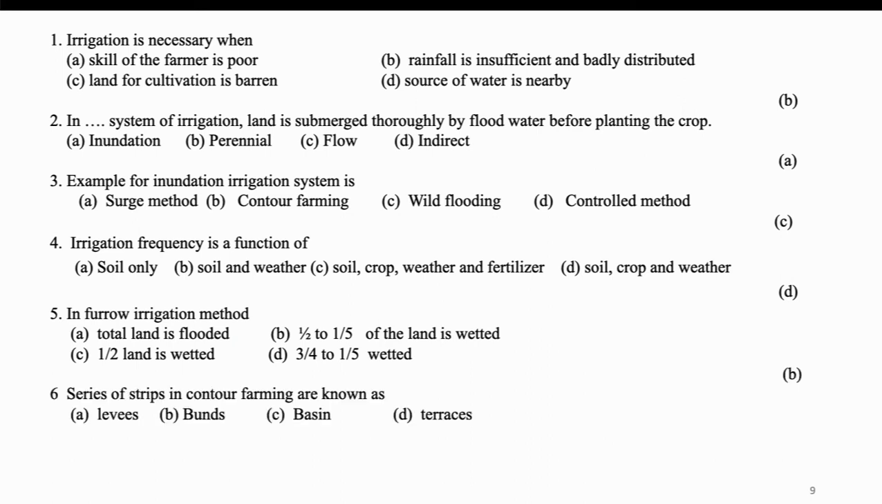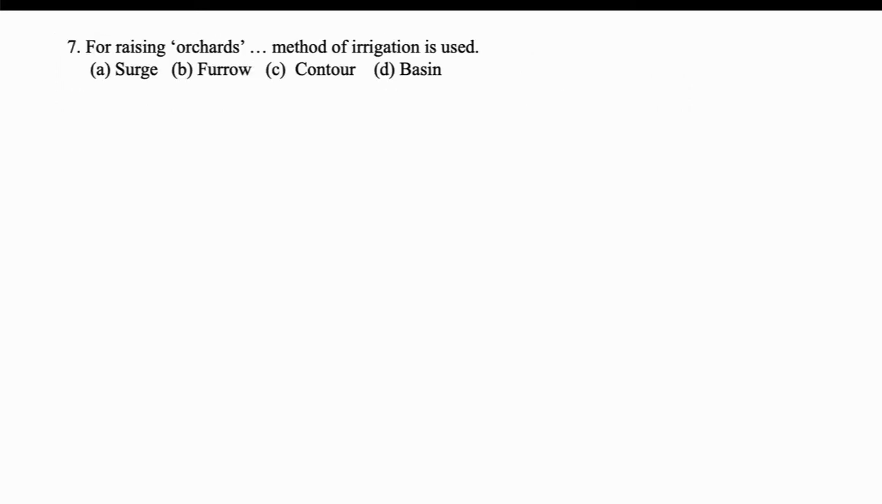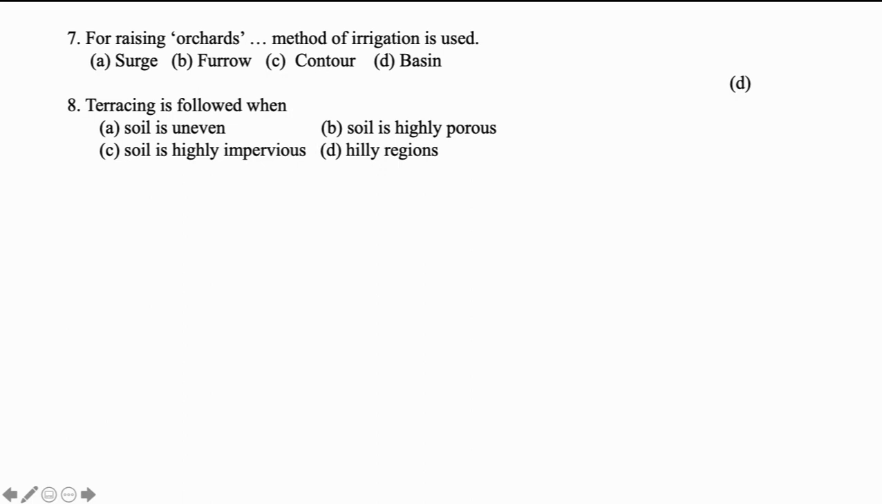B. Series of strips in contour farming are known as levees, bunds, basins, terraces. The answer is D. For raising orchards, dash method of irrigation is used: surge, furrow, contour and basin. The answer is D. Terracing is followed when soil is uneven, soil is highly porous, soil is highly impervious and in hilly regions. So the answer is D.